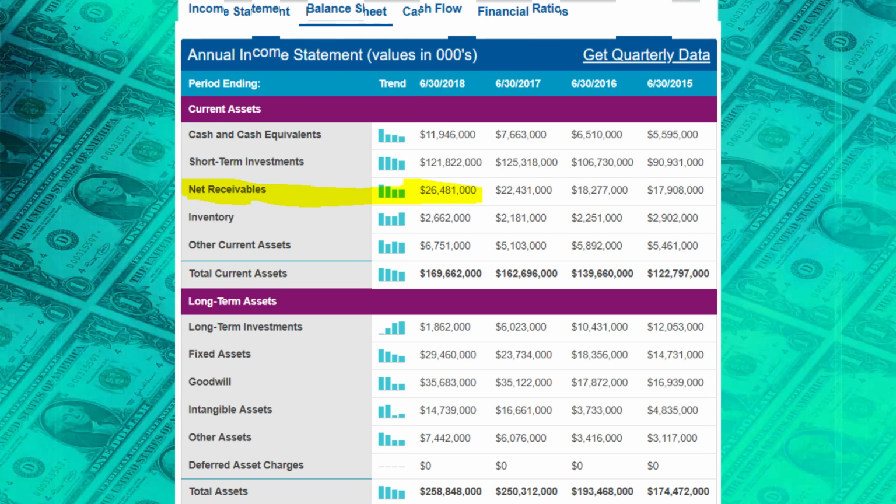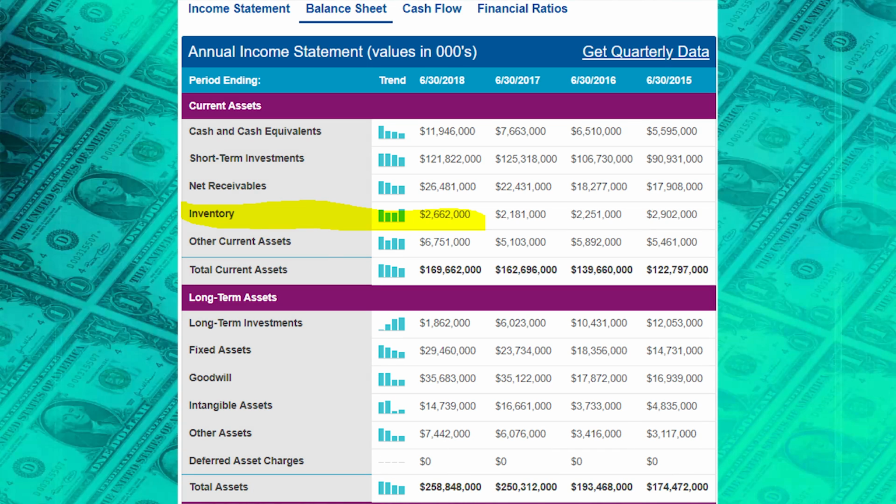And then inventory is pretty self-explanatory. Microsoft has over $2 billion worth of inventory that can be in the form of various different products that they haven't sold yet, but are expected to sell within the year. And for the size of Microsoft and how diversified they are, I think that this is a really good number as it's not too high.